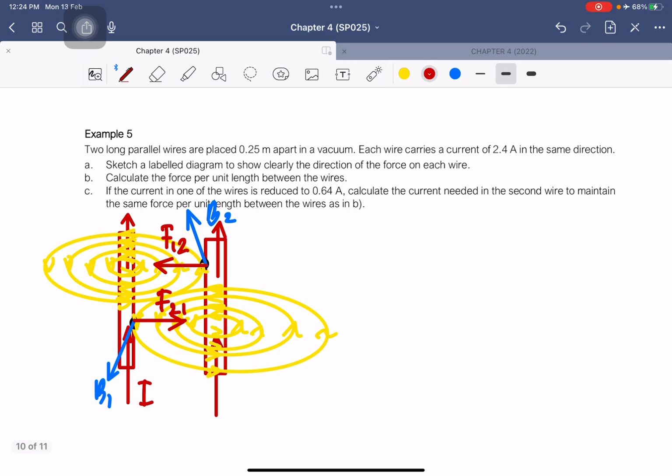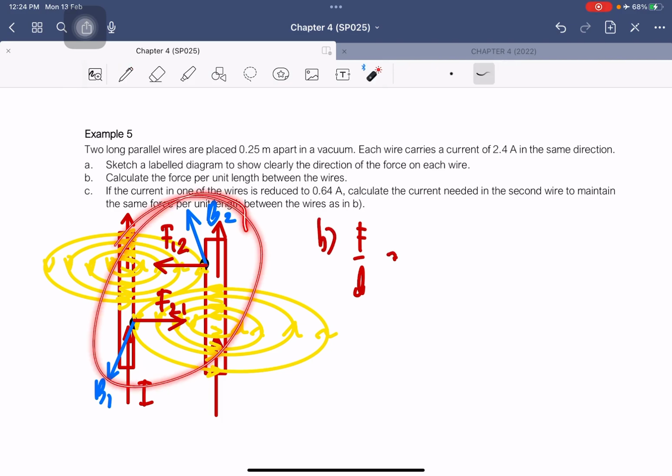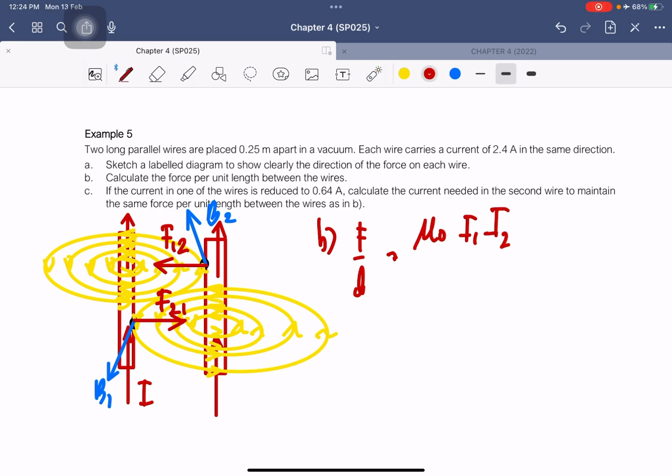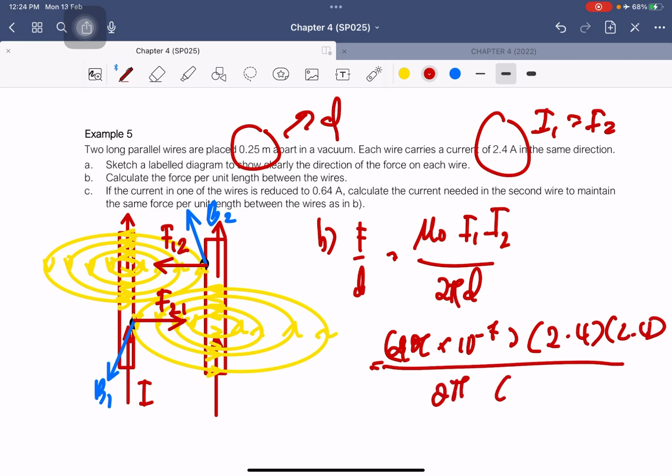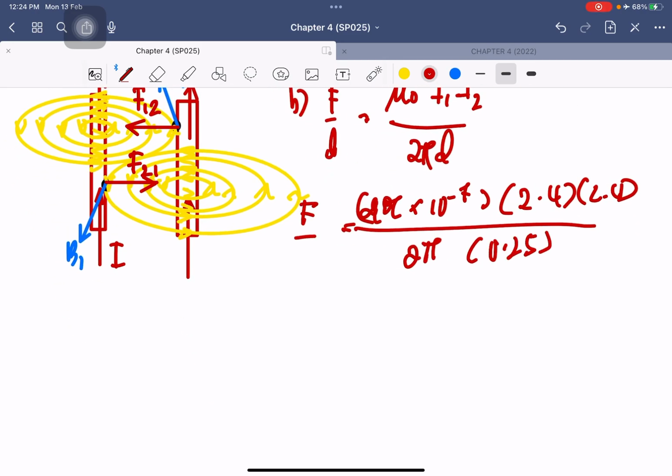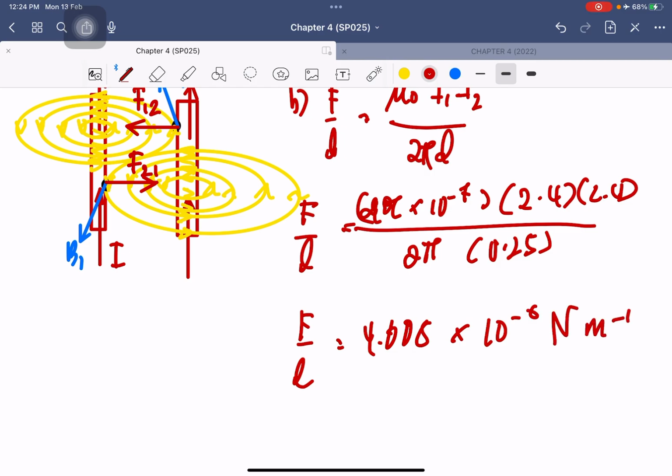Then we have to calculate the force per unit length between the two wires. For this you just need to apply the formula. If you have problem determining the direction, just let me know and I'll help you during class. F over L equals mu naught I1 I2 over 2 pi d. I1 and I2 are the same, 2.4 ampere, and d is the distance between the two wires. Substituting 4 pi times 10 negative 7, 2.4, 2.4 divided by 2 pi, d is 0.25 meter, you get the force per unit length equal to 4.608 times 10 negative 6 Newton per meter. That is the value of force per unit length.